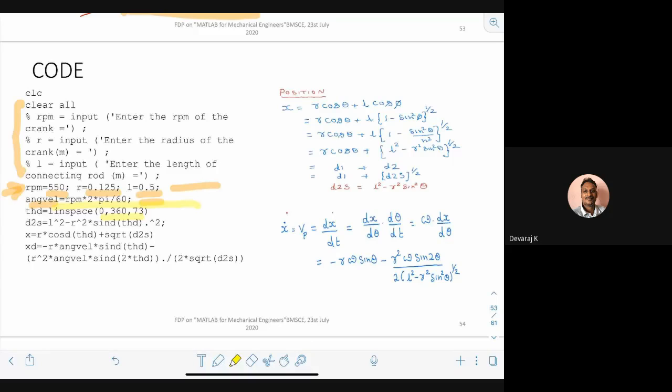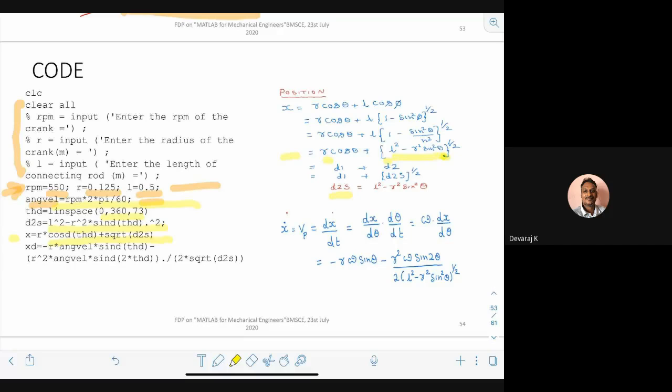Now, I told you D2S is the first part, only this portion without the half. So D2S is defined here. Now it's very easy for me to write an expression for x: r cos theta plus D2S to the power of half. So x is r cos theta plus square root of D2S.